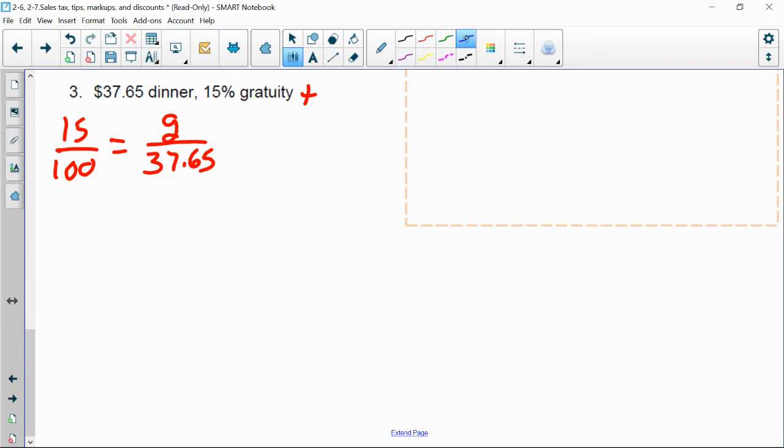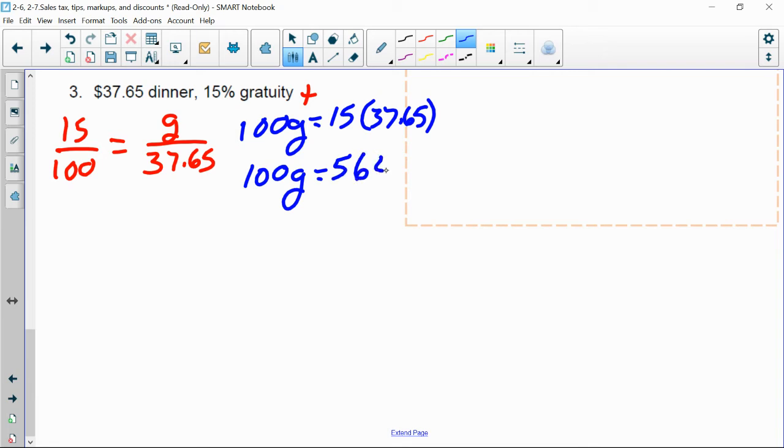Do your cross products. All right, I got 100G. Always sounds like you got a lot of money. Times 15 times my 37.65. Okay, 37.65 times your 15. 100G equals 564.75. And of course you want to divide by 100, so the 100 cancels and gets G by itself.